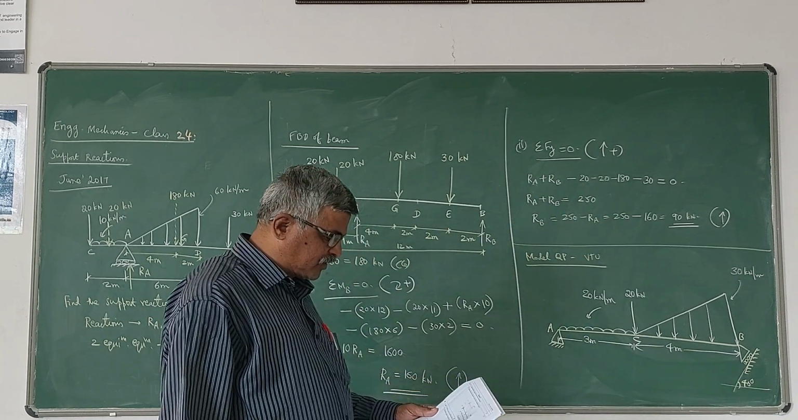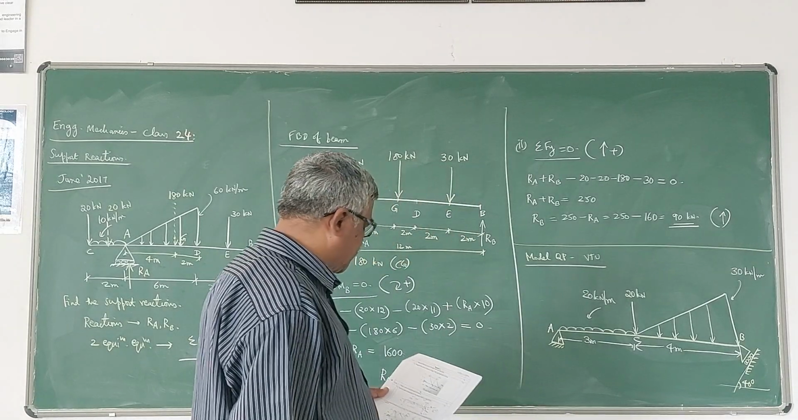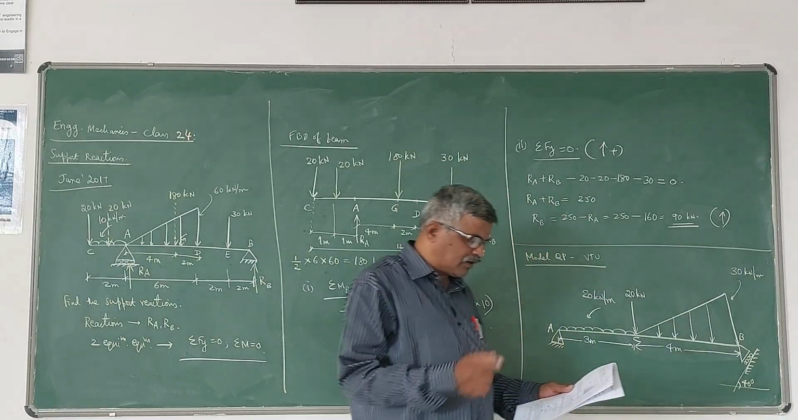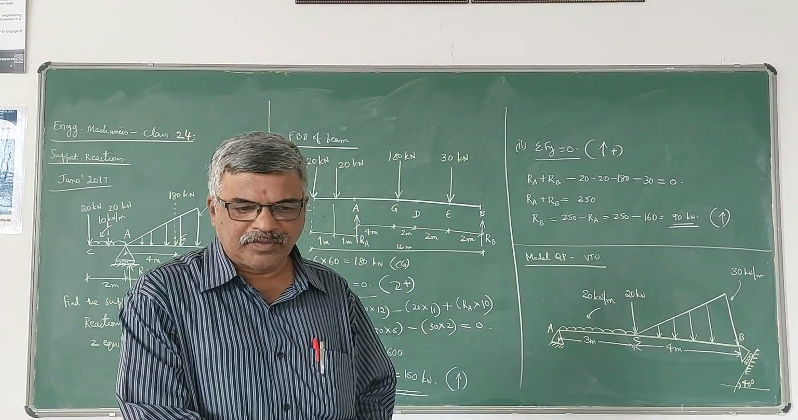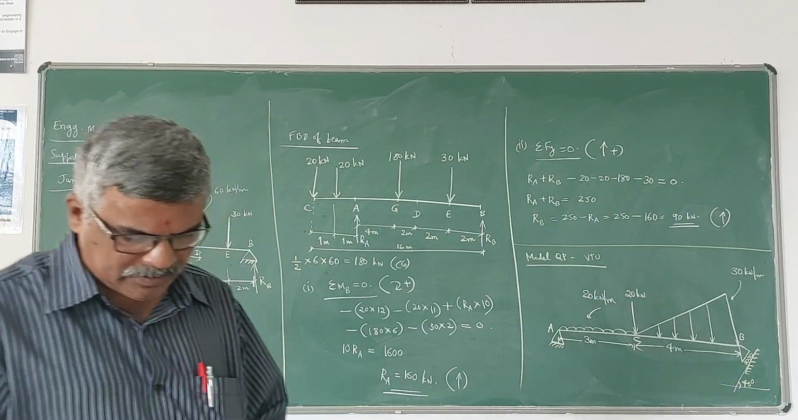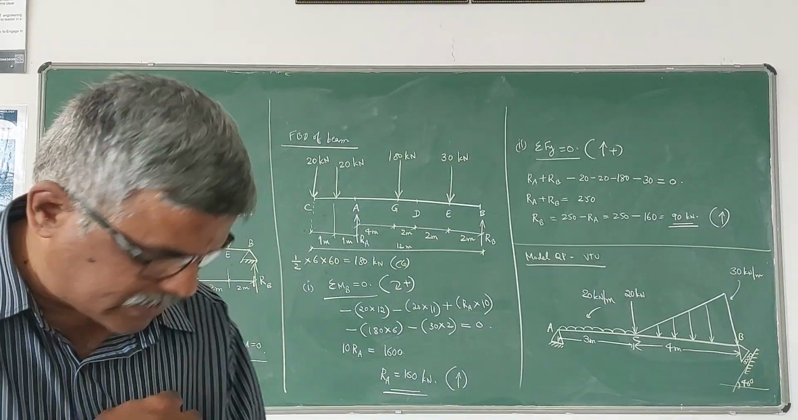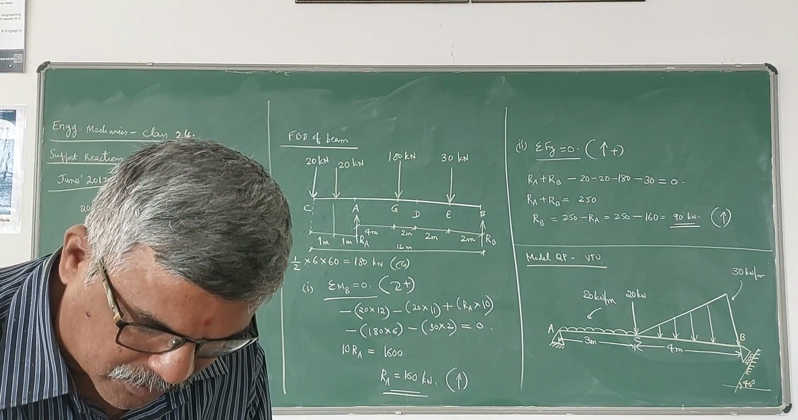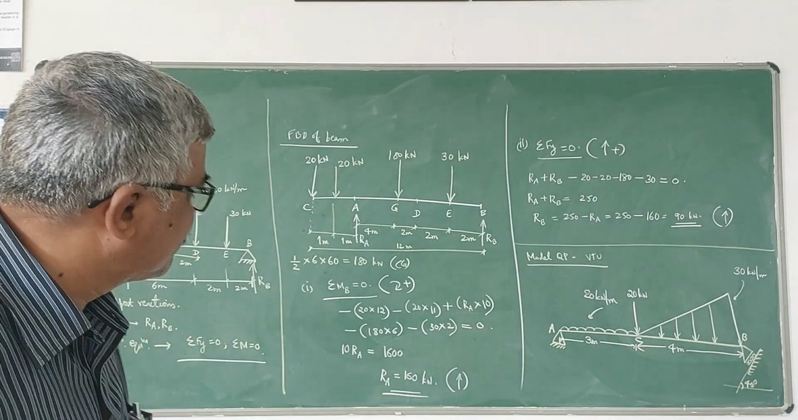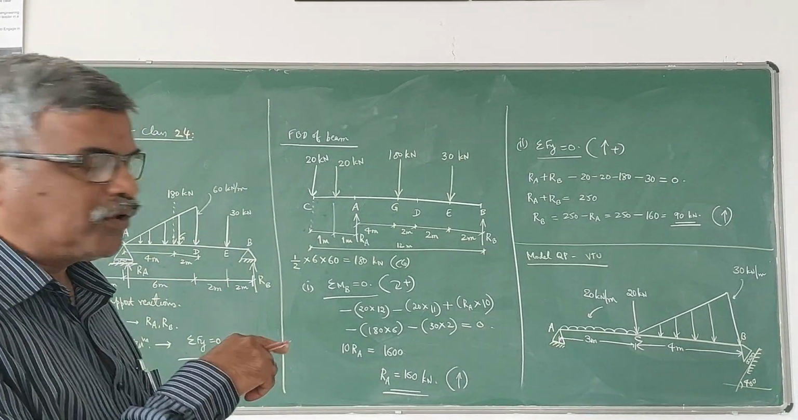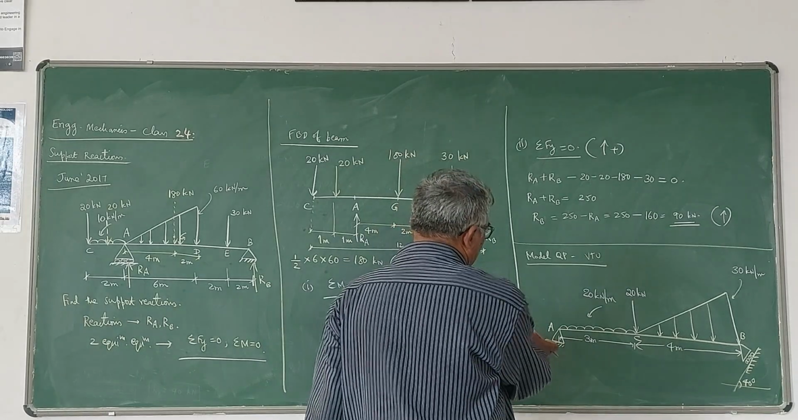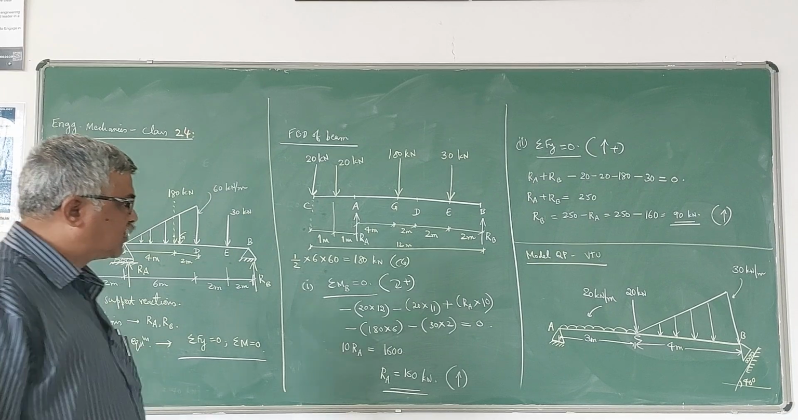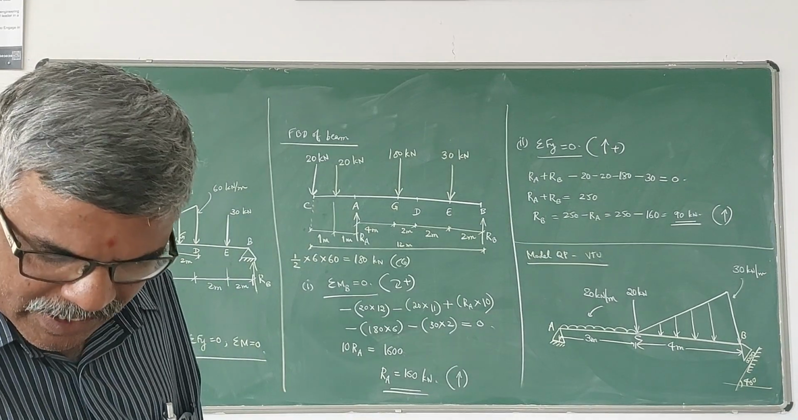So totally there are 3 loads: 20 kN per meter UDL, 20 kN concentrated load, and a load varying from 0 to 30 kN per meter, that is triangular. Now the thing here is how many reactions will be there, that you have to see. In this case there is a hinge support. Normally in general you have 2 reactions there, and one roller support with one reaction normal to the roller. So totally 3 reactions will be there here.